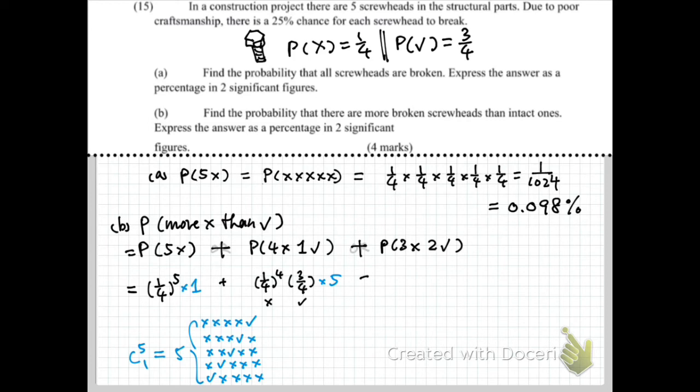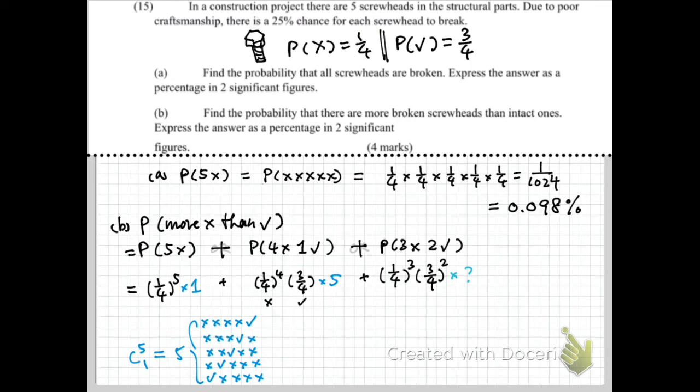And then the last challenge here is this one. We have, no, it's only 3 of them that are broken. So the probability is 1/4 to the 3rd power. 2 of them are intact, so the probability is 3 over 4 squared. But what is the blue number you should multiply by here? How many times is this branch going to repeat? 3 crosses and 2 ticks.